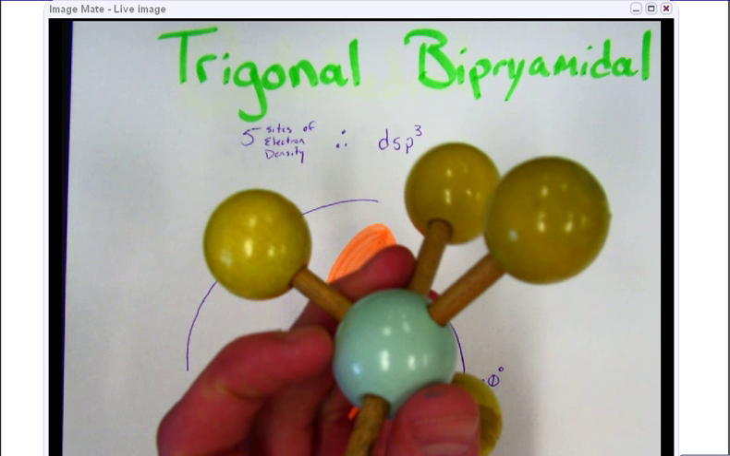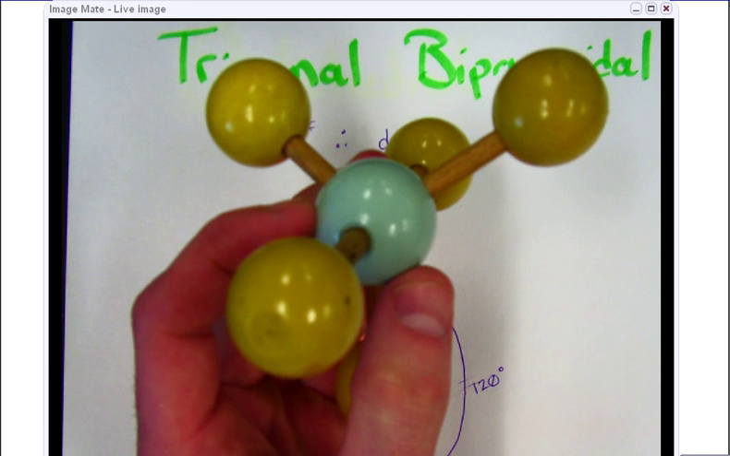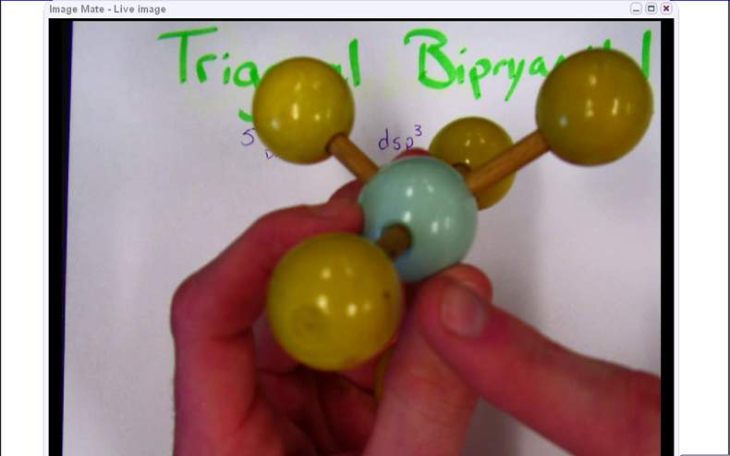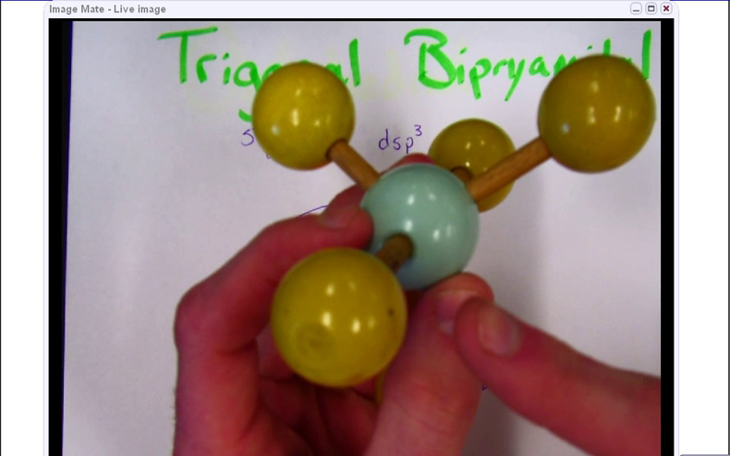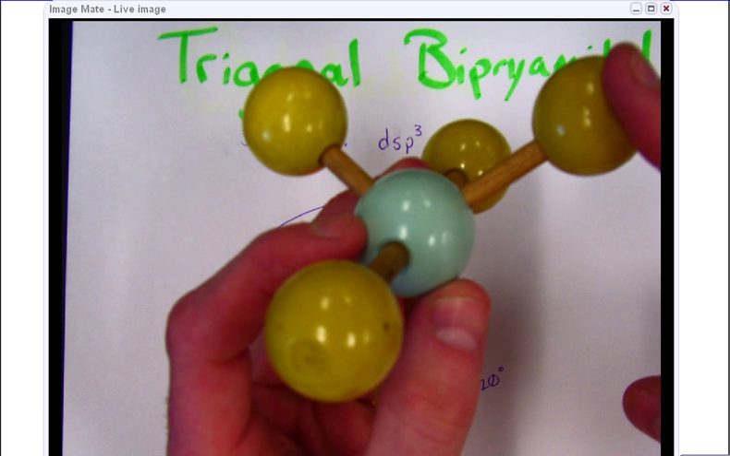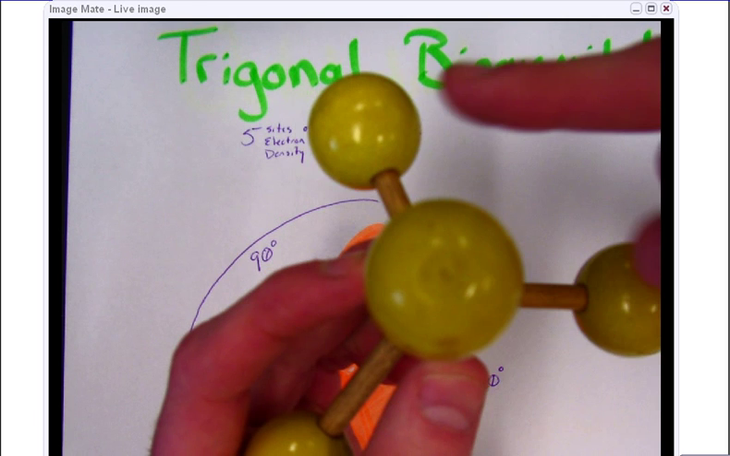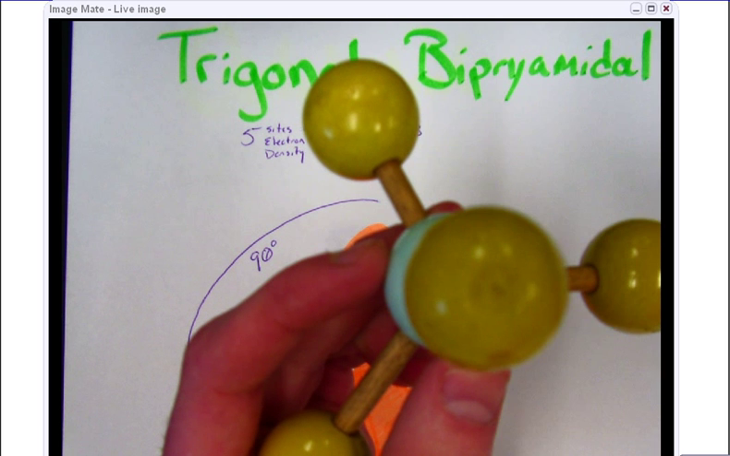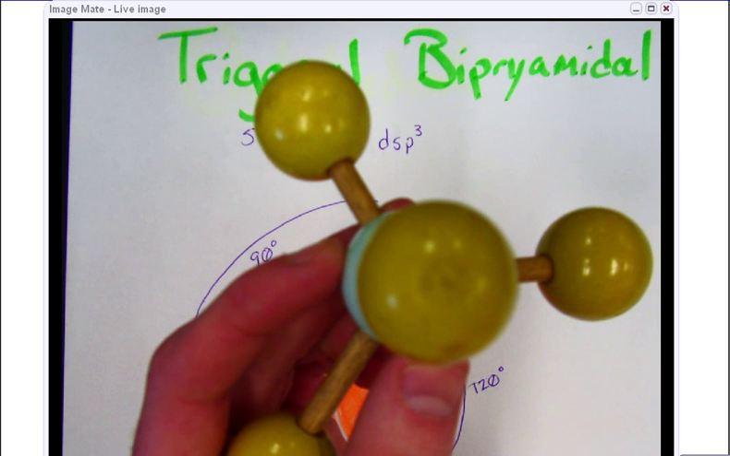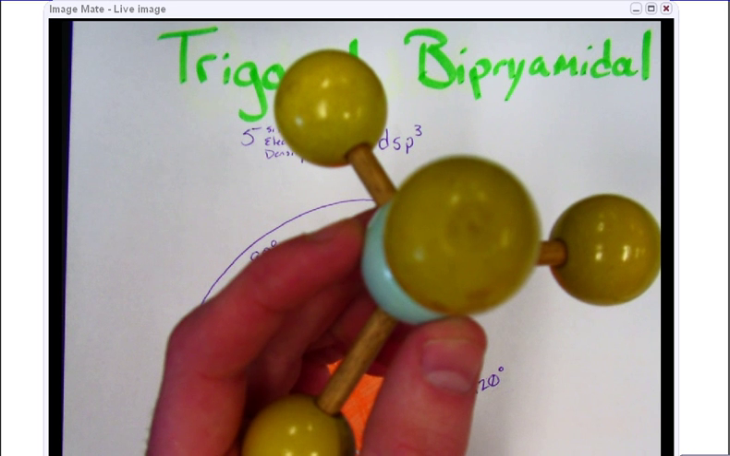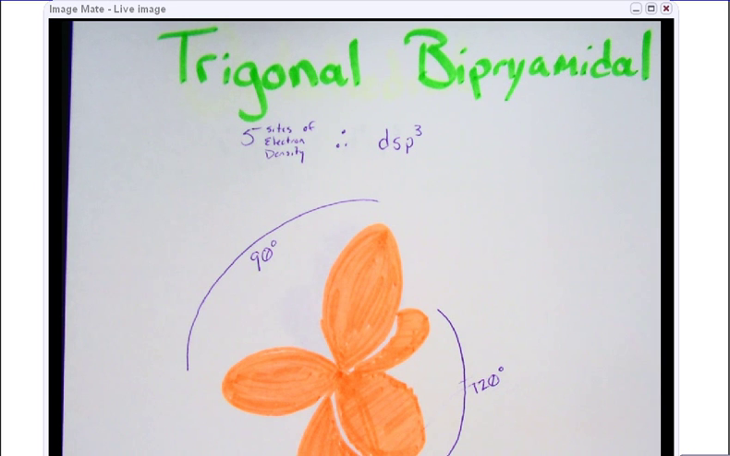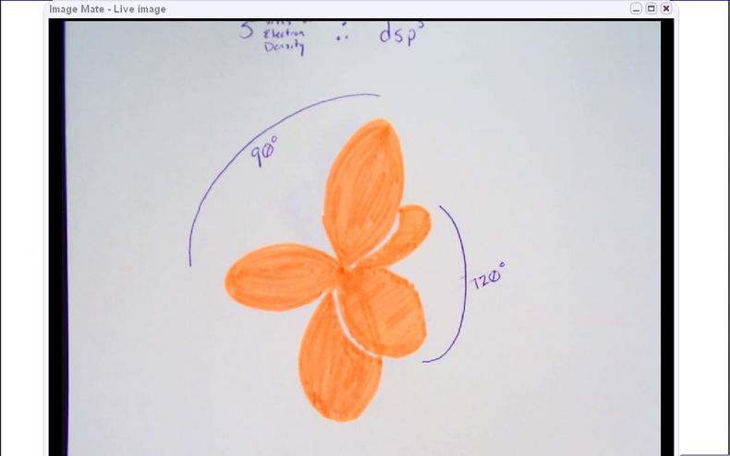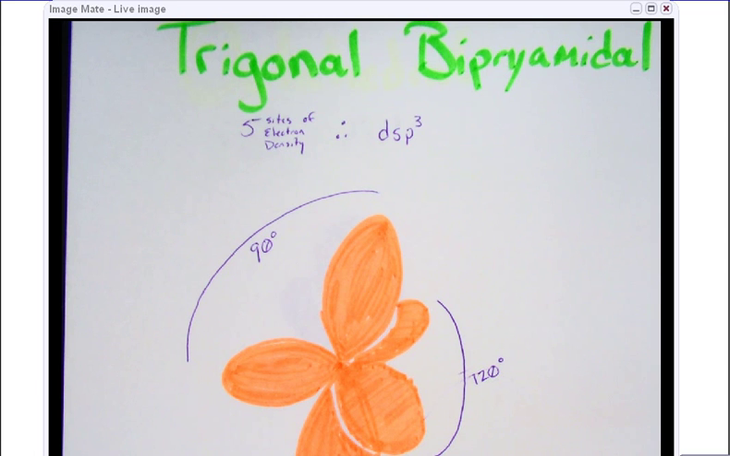Bring this up here. The bond angle between the top, this one coming out of the screen, and the one next to it, is 90 degrees. However, between these three that fall along the same plane, there's only 120 degrees. Apparently I am not much of an artist because this looks kind of crazy down here. But if you are dsp3 hybridized, the electronic geometry is trigonal bipyramidal.